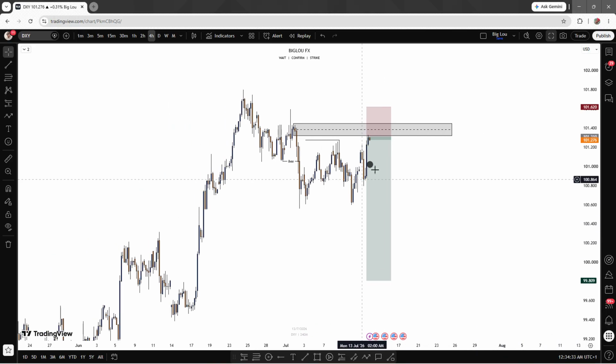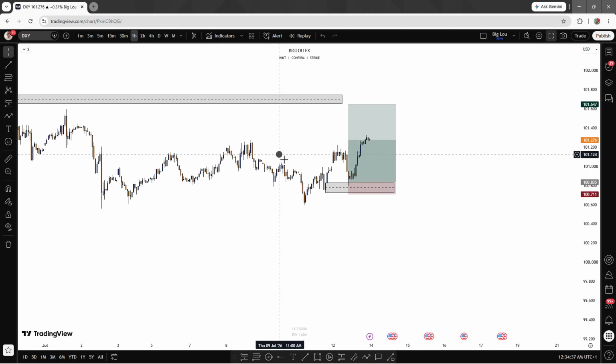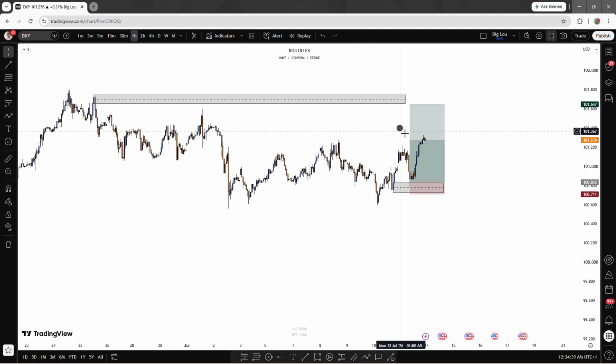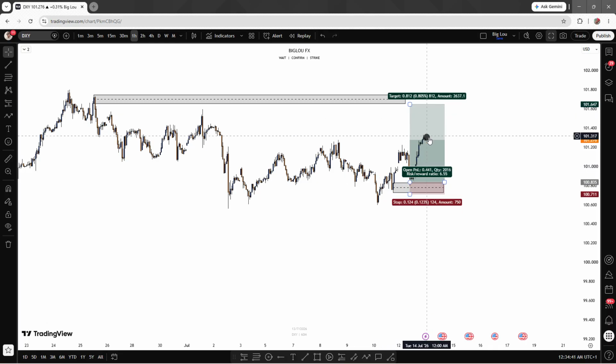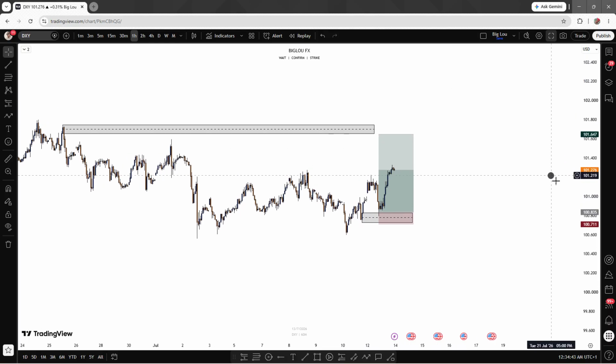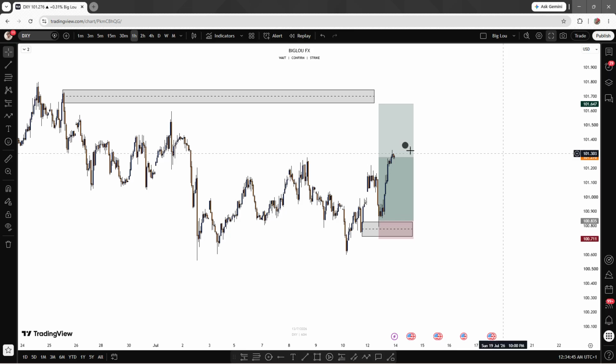So on the 4 hours, if you now further refine it on the 1 hour, we are looking to sell, but on the 1 hour, we are already reacting from a buy zone.